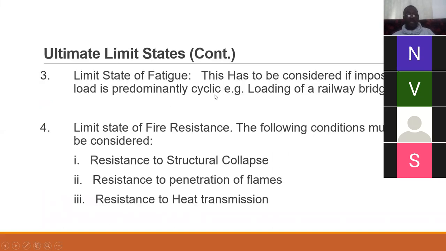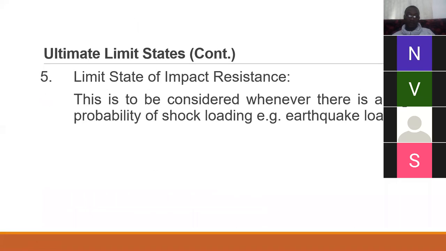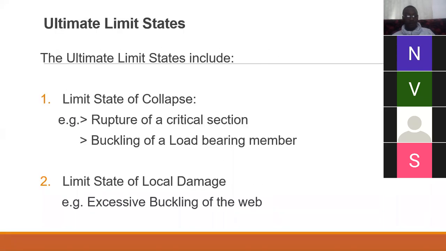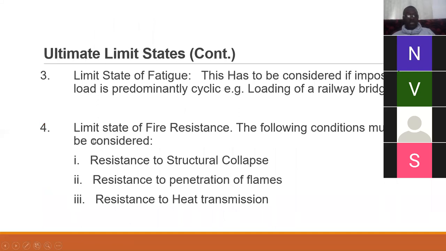The third one is the limit state of fatigue. And the last one is the limit state of fire resistance. In this case, we consider resistance to structural collapse due to fire, the resistance to penetration of flames, as well as the resistance to heat transmission.